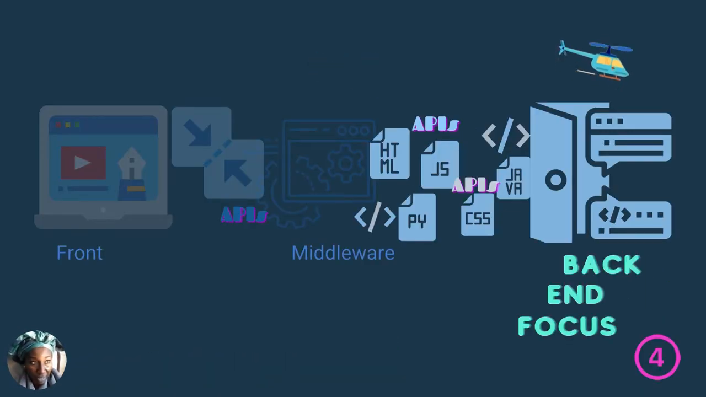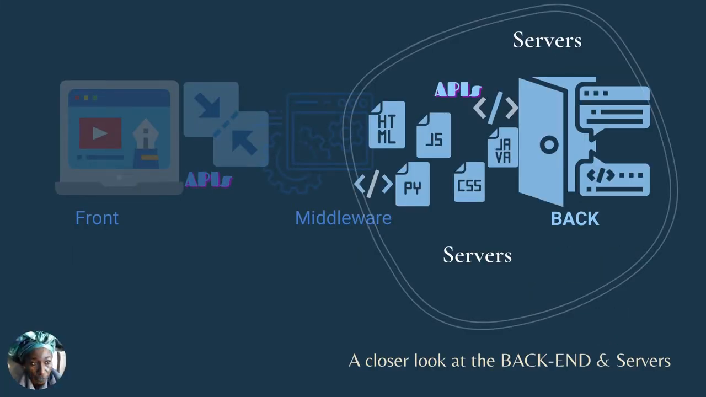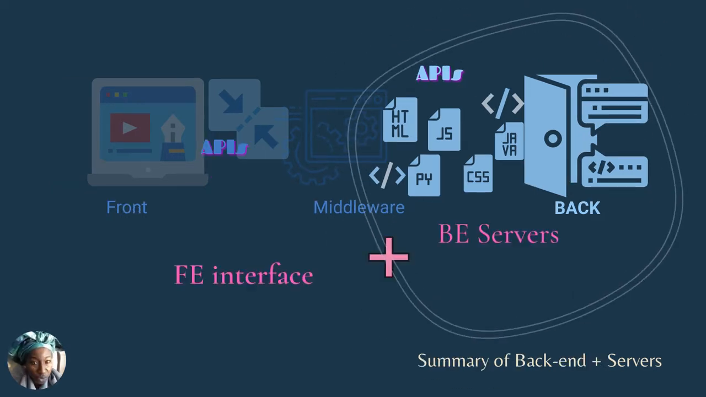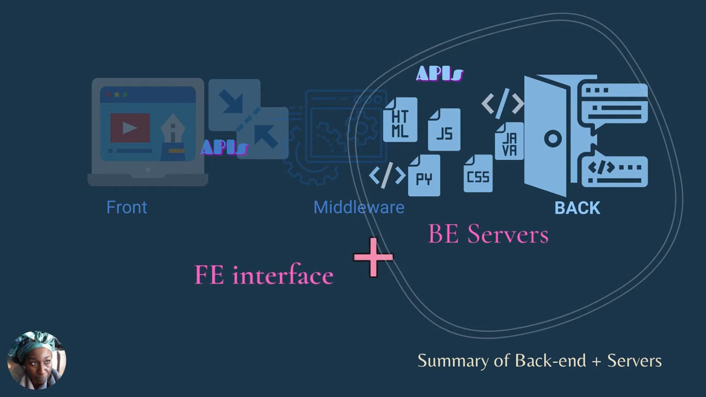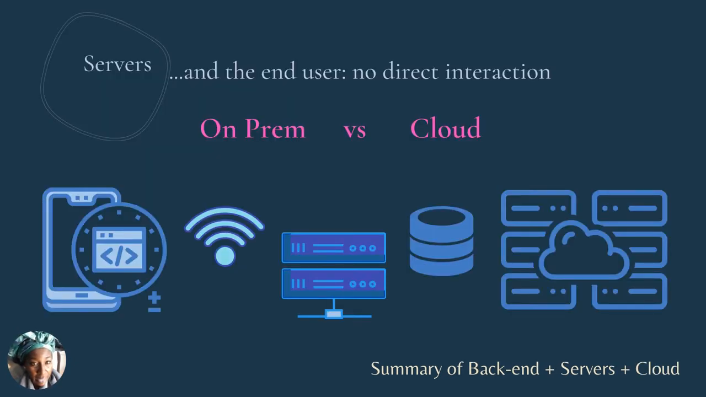So by focusing on the back end, we are going to be looking at the different parts of the back end. Now, when people talk about the back end in tech, they're usually talking about servers. Servers is the main thing. It's not the only thing, but mainly it's about servers. So what I want you to think about is that the front end interface and the back end servers, they both work together. The servers and the end user have no direct interaction. So you as an end user, you will not be interacting directly with the servers.